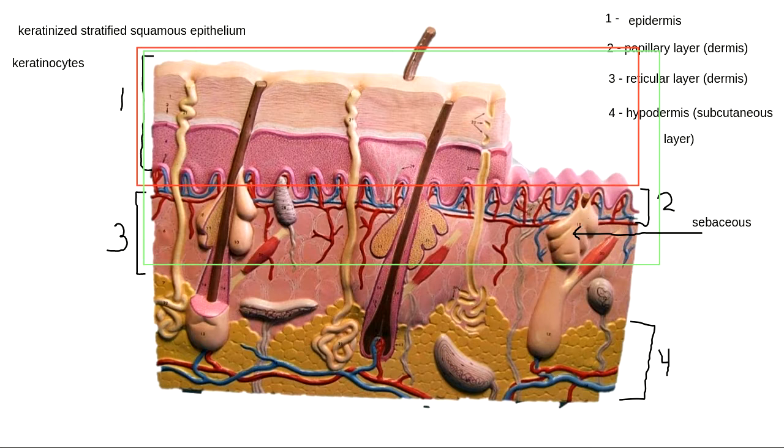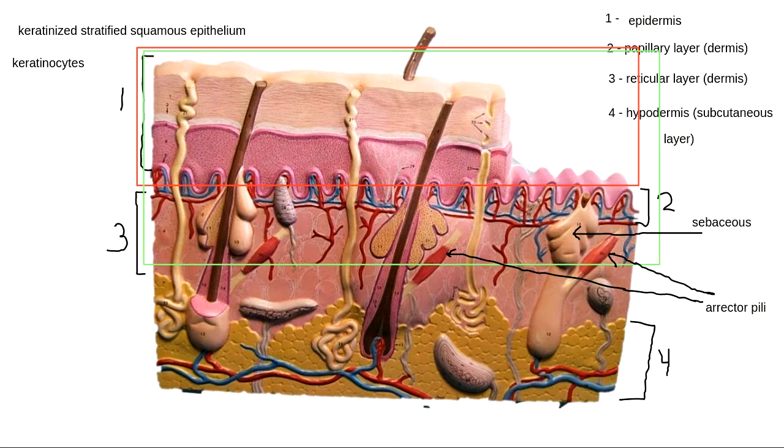Let's talk about this guy. Oh, yeah, I'm in black. Okay, this guy right here that is attached to a hair. What is this little guy right here called? Does anybody know? Yeah, so this is the one muscle that we're learning with the skin. This muscle is called the erector pili muscle.